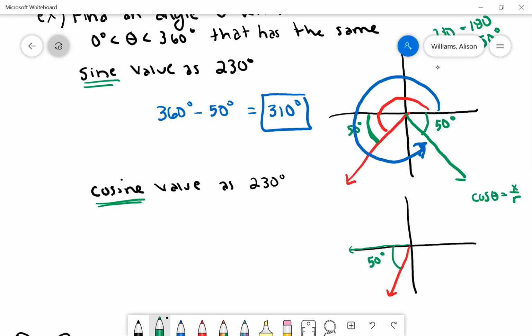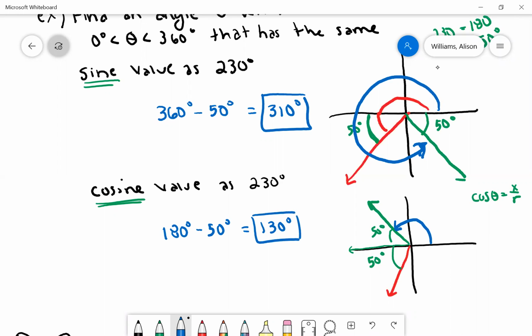So where else are cosine values negative? That will be in quadrant 2, right above it. Up here in quadrant 2, I want to draw my reference angle, 50 degrees. But what I'm really after is this angle right here, all the way into quadrant 2. To figure that out, I'm going to take 180 degrees and subtract 50, which will give me 130 degrees. So cosine is going to have the same value at 130 degrees as it does at 230 degrees.